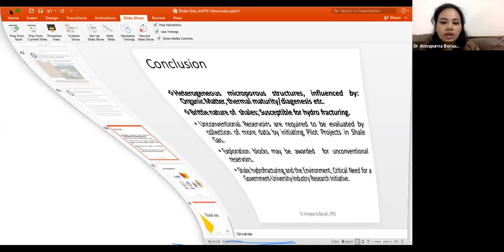Then, another question is, what can be the reason that it has not been produced commercially in India? Actually, this all depends on government policies. Earlier, there was no permission. Now it has permission, and the industries should get the environmental clearance. Then I think in the near future there will be shale gas production in India.